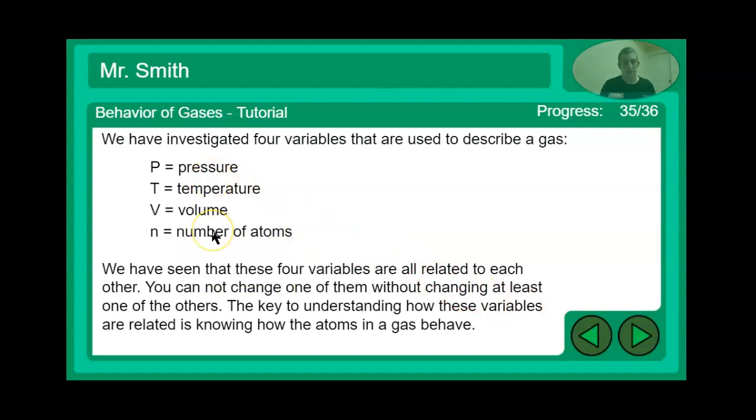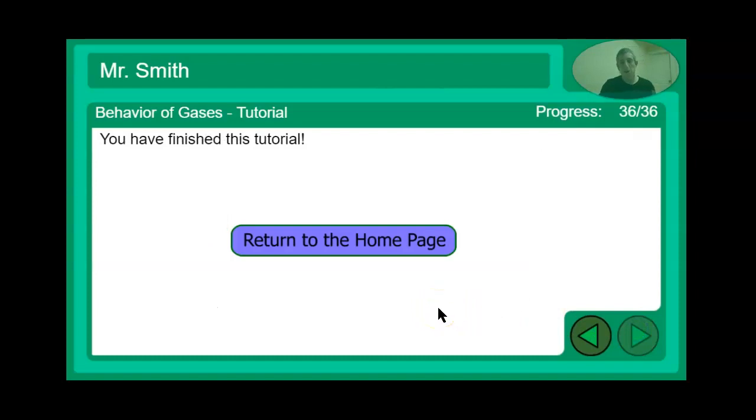So there's these four variables that are tied together: pressure, temperature, volume, and moles. They're actually in one equation. It will be the combined gas law or the ideal gas law, but all four of these variables are tied into one another. So we are done here.